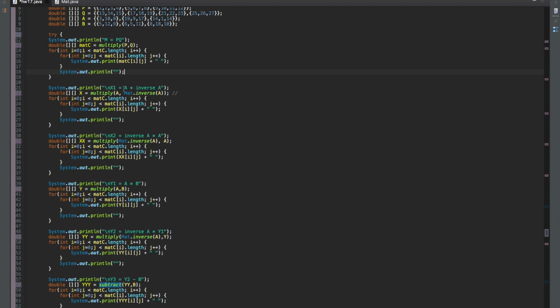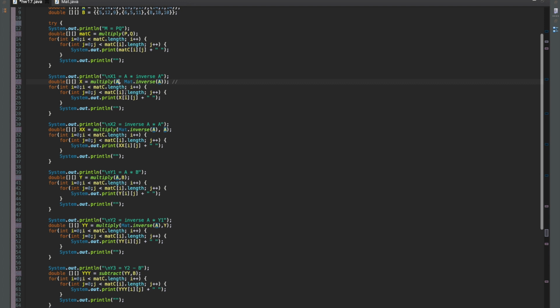For the second equation, x1 is equal to a times the inverse of a. I created another array and named it x, and then after that I called in my matrix class and then called in the inverse method and got the inverse of the matrix of A, and then multiplied it by just the normal matrix of A. And then these two for loops, and then you want to write the print statement and print out the answer with the space and the extra line.